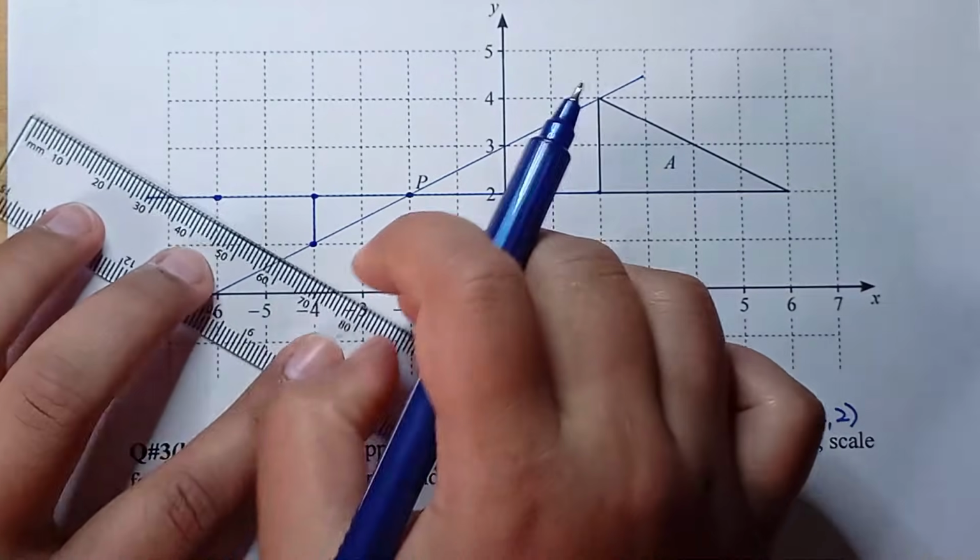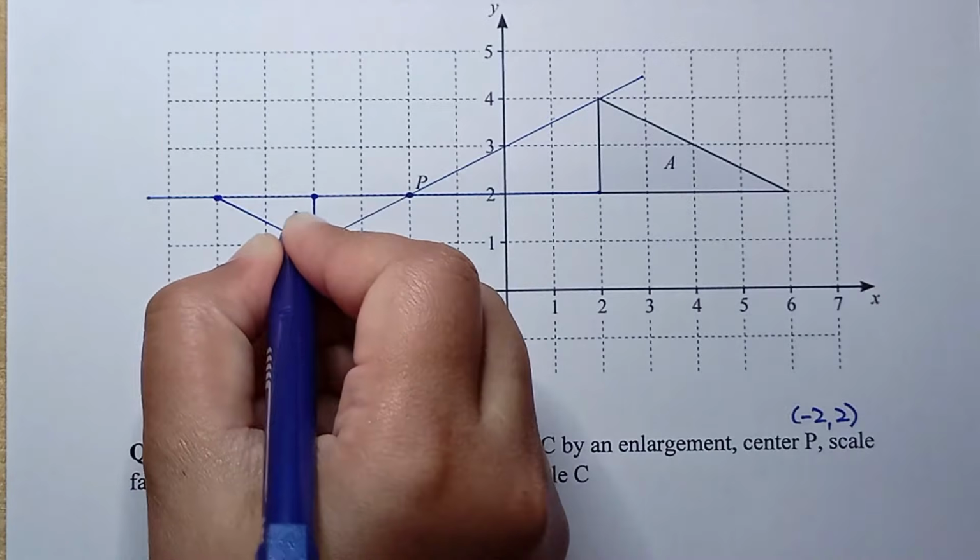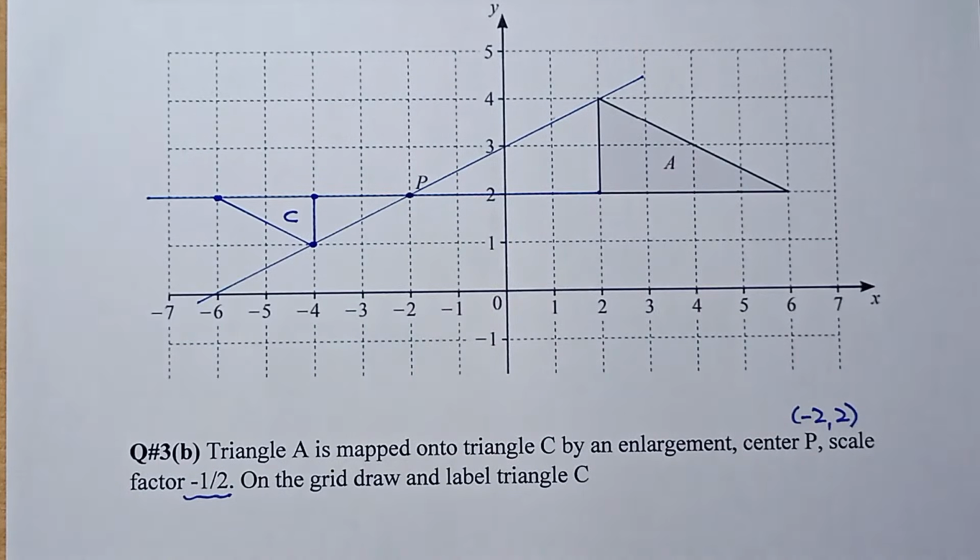So this is the enlarged shape after the enlargement with a scale factor of -1/2, and the center of enlargement is (-2, 2). Okay, now let me show you the second method, how to find that shape.